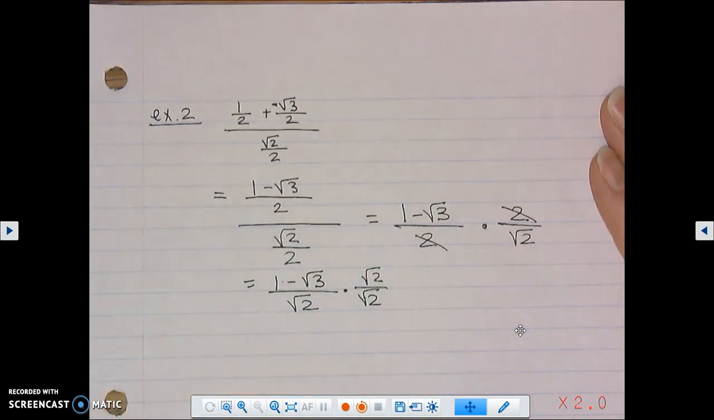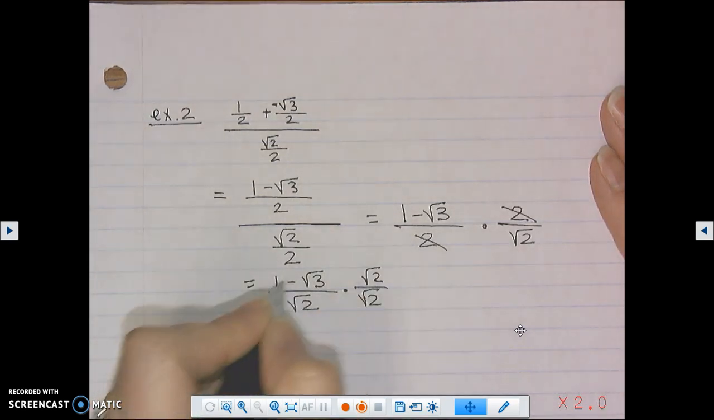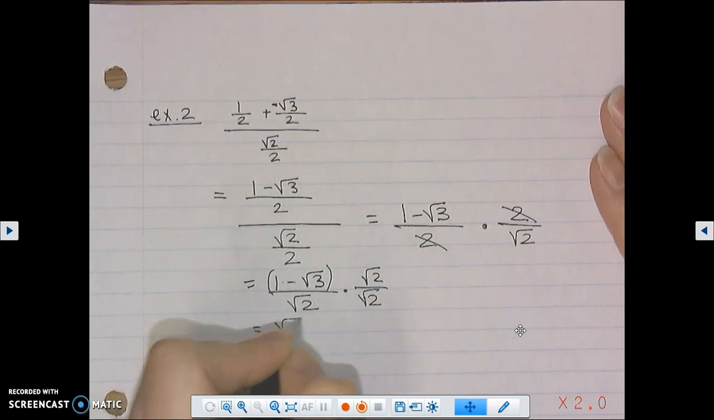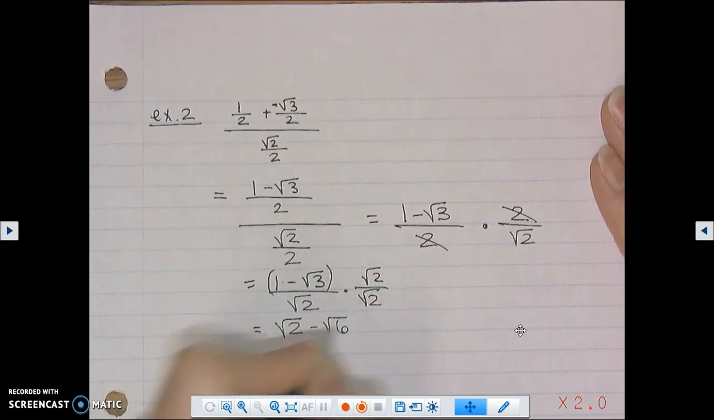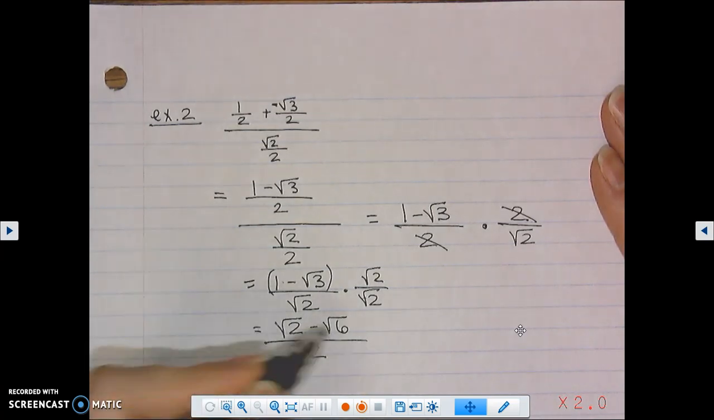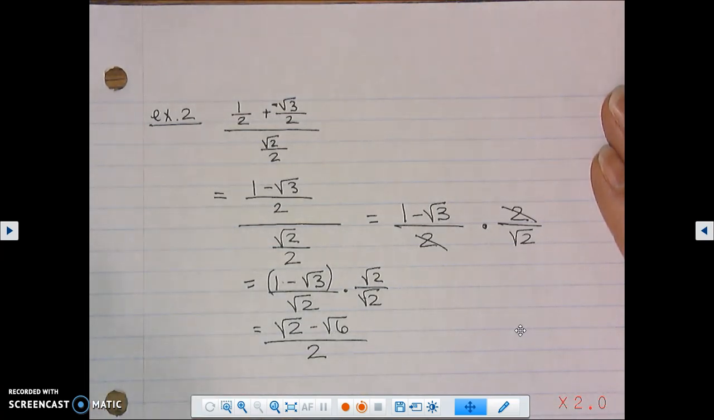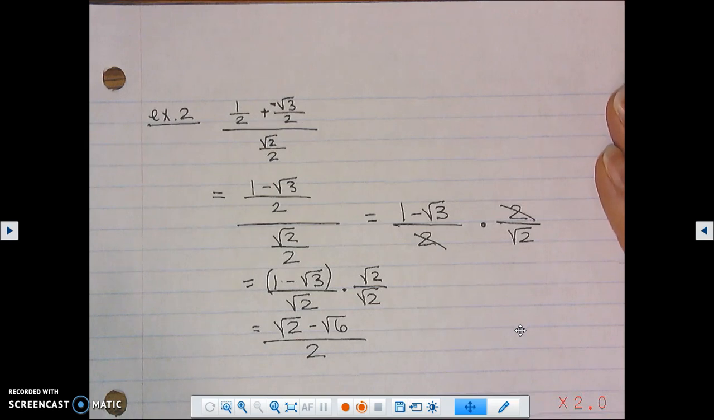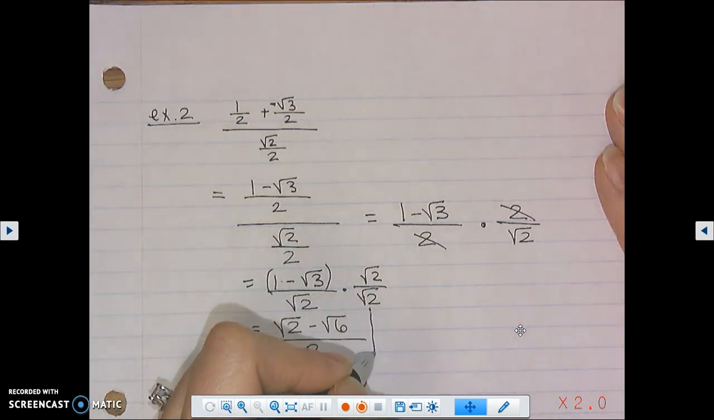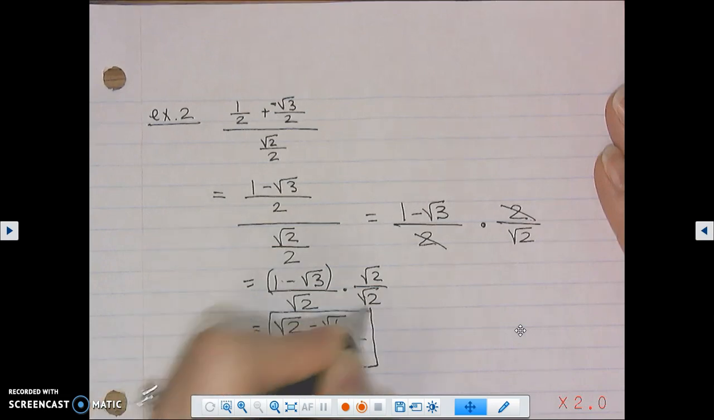Again, you cannot leave a radical in the denominator. That means that we would have, distributing into this, radical 2 minus radical 6 over positive 2. Now all of these numbers are divisible by 2, but they're not all outside of the radical. So that means that this here would be our answer.